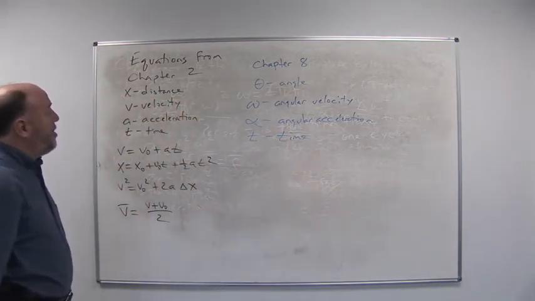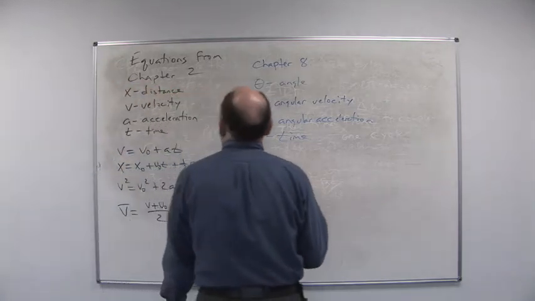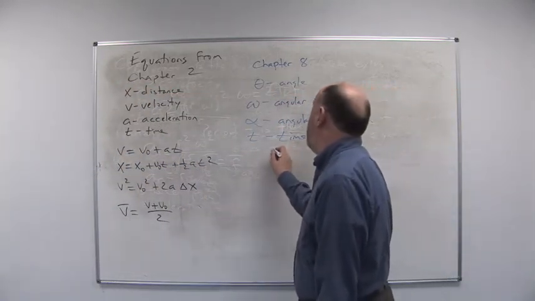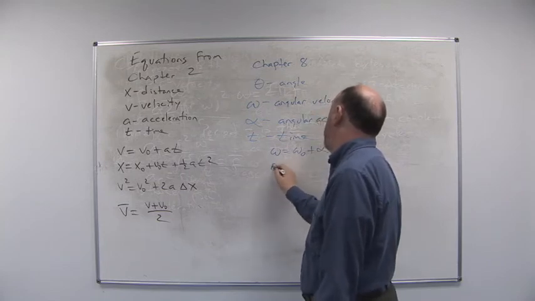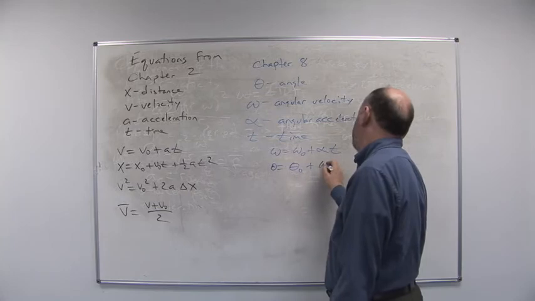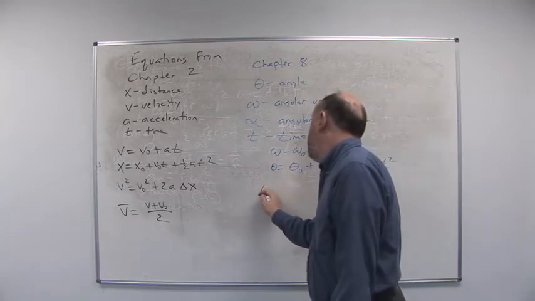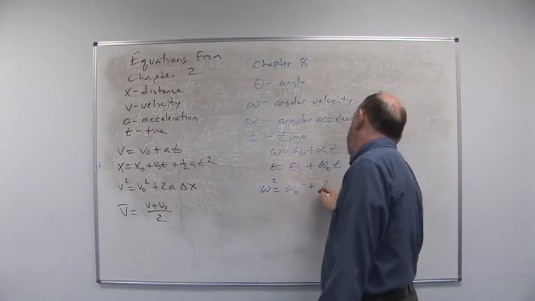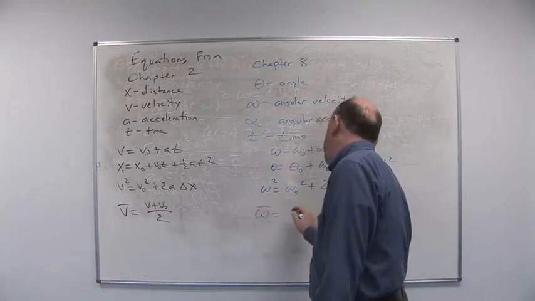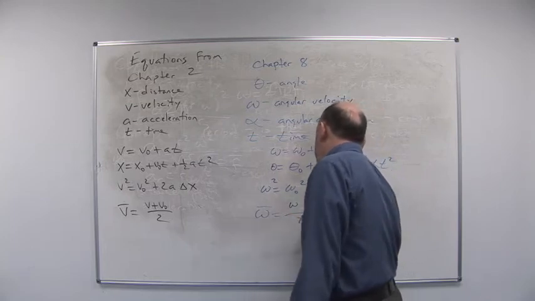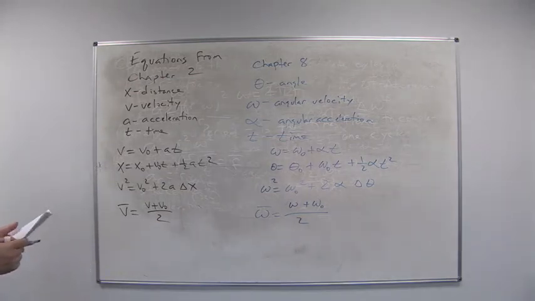So all these equations we have here can now be rewritten in terms of their counterparts from chapter 8. Instead of v equals v naught plus at, we now get omega equals omega naught plus alpha t, and then theta equals initial theta plus omega naught t plus 1/2 alpha t squared, and then omega squared equals omega naught squared plus 2 alpha change in theta, and then the average will be given by that. So all those equations from chapter 2 can be rewritten in terms of their counterparts from chapter 8.